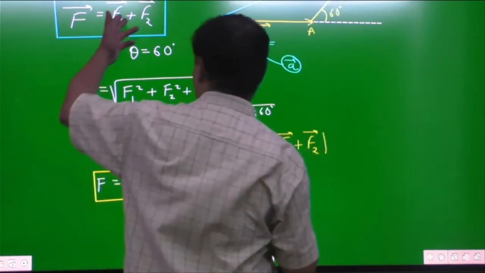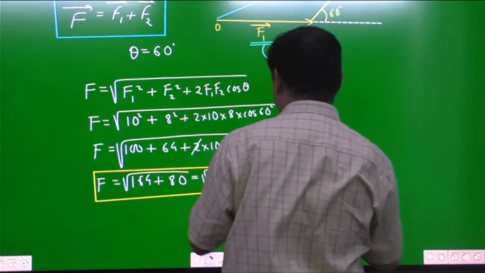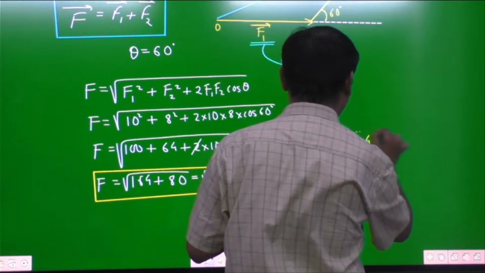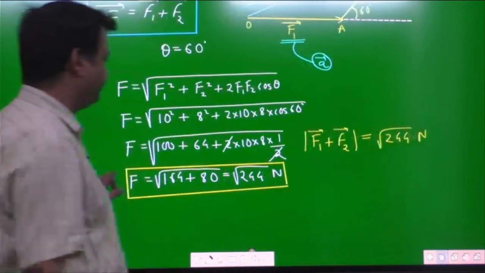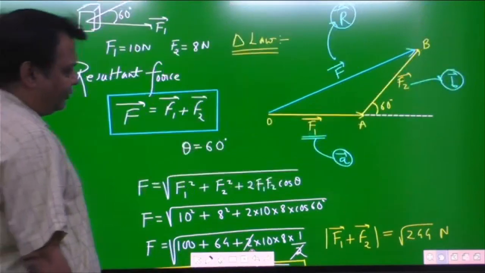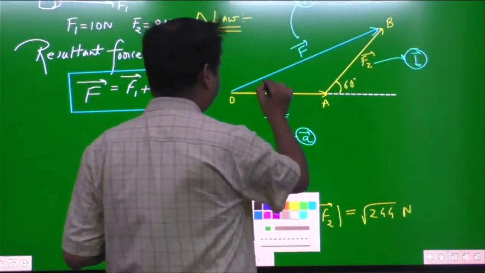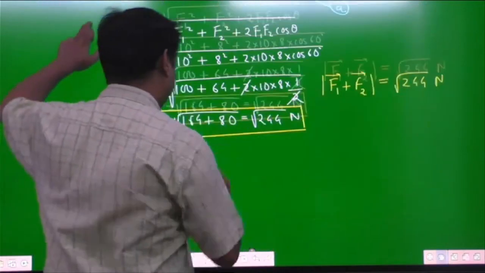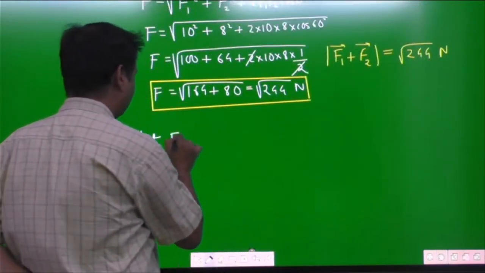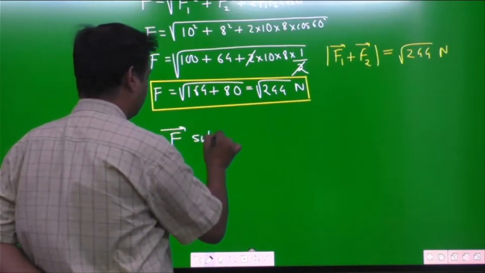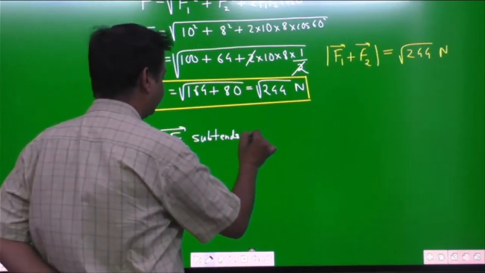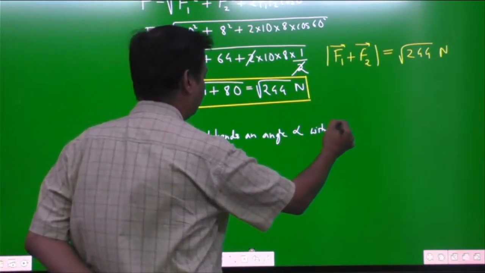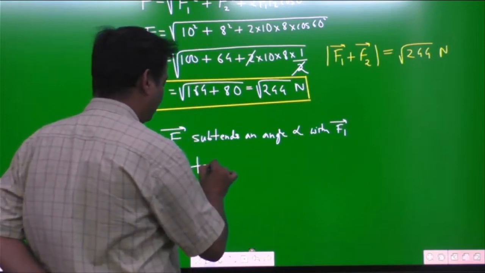F is the resultant of two vectors. So when F has a magnitude of 2√44 Newton. Got it? Now what will be the direction of F? Suppose F is subtending an angle alpha with F1. So what will be the formula for tan alpha?